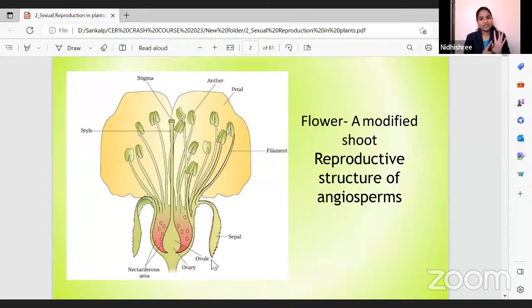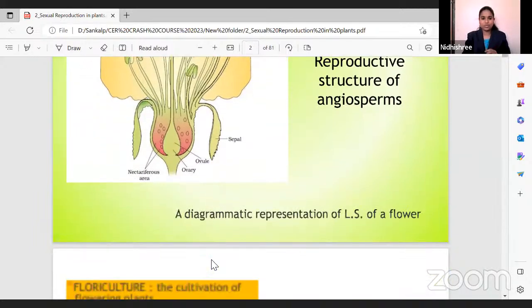Then it will have a female reproductive part and a male reproductive part. The female reproductive part is considered as gynoecium. Female, girl, gynoecium, so it starts with G. The male reproductive part is called androecium. So this is all the basic structure of a flower. Again, the androecium and gynoecium, that is the male and female reproductive parts, will be divided into other sub parts, which we are going to see now.